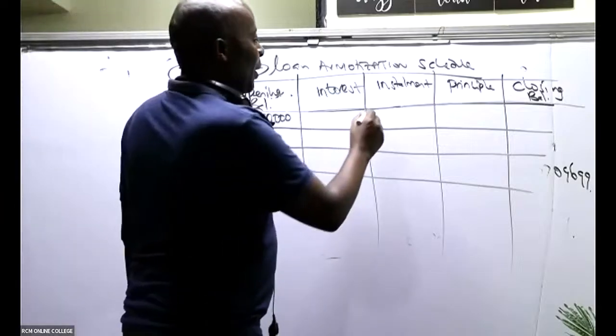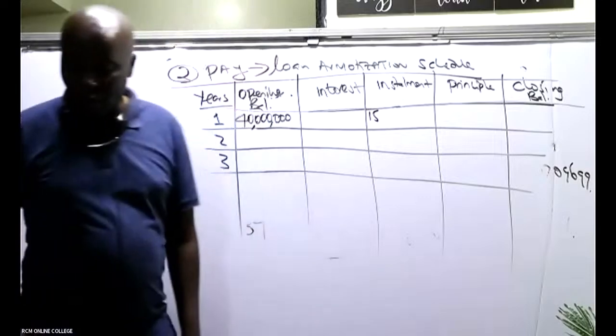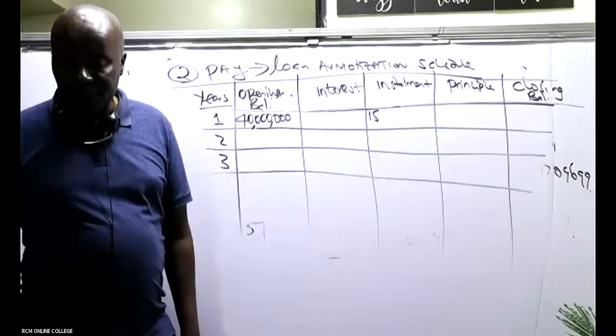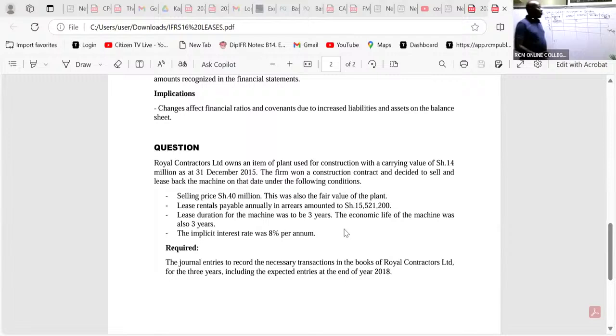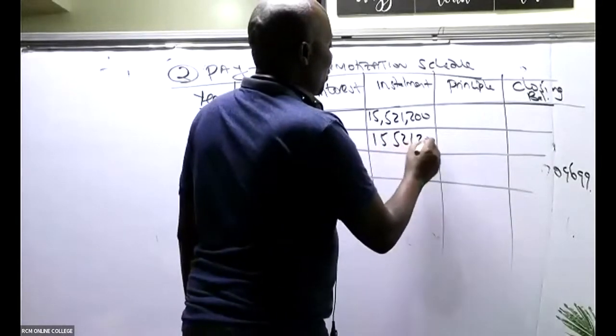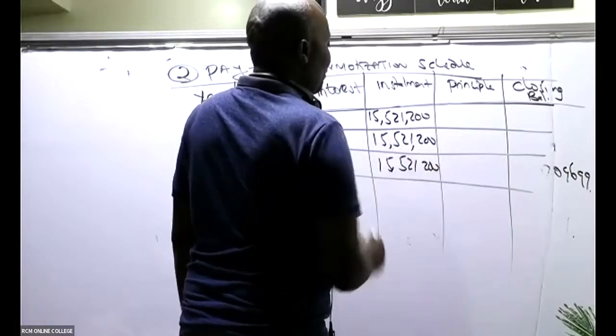We know the installment per year, 15,521,200. Let's pay it. We are paying this on an equal basis, 15,521,200. Remember, it can't be that easy.